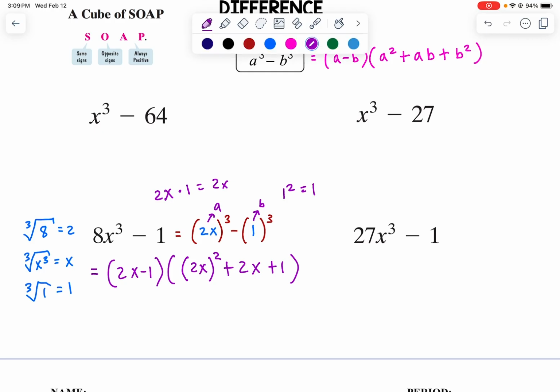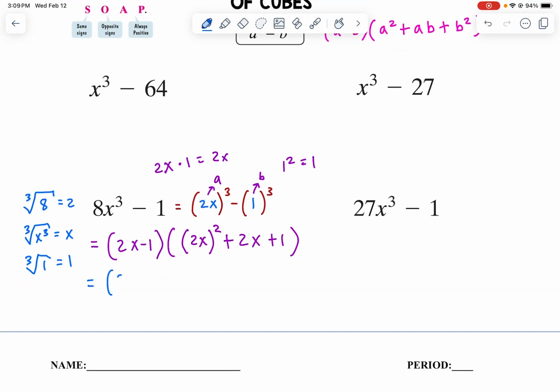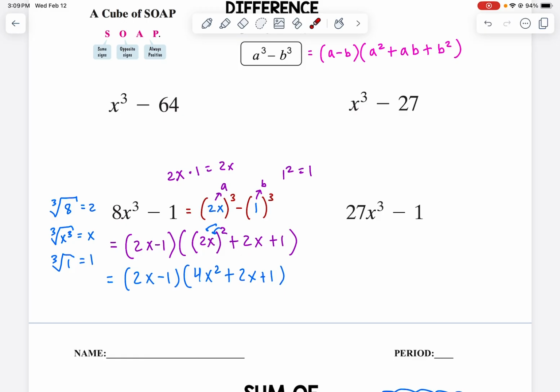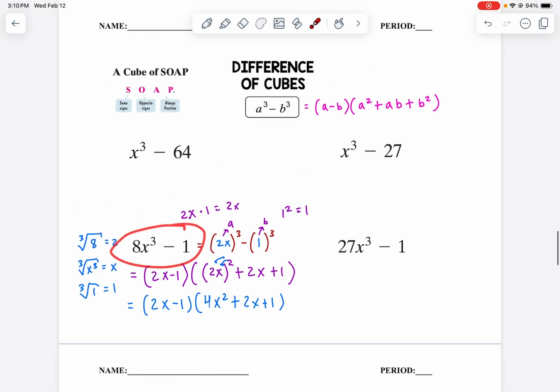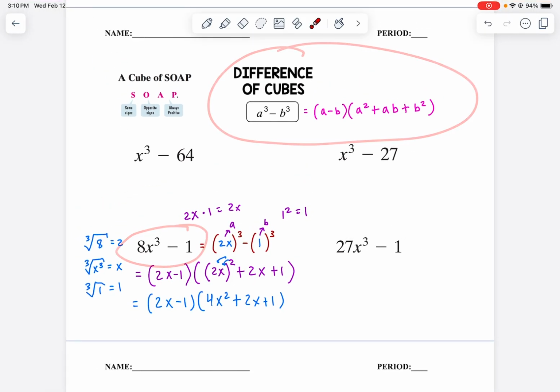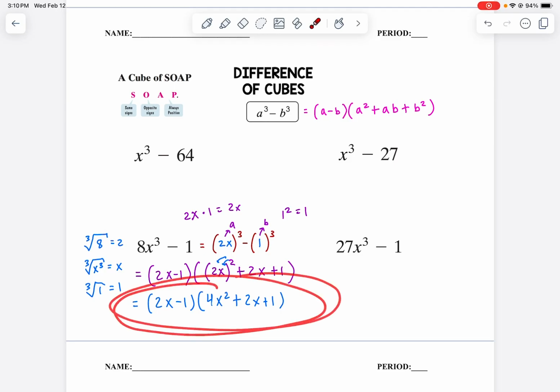All right. And last step here, we have to be able to simplify this piece right there. So your final answer would be parentheses 2x minus 1 times, once again, we distribute the exponents. You get 2 squared, which is 4. We get x squared. Everything else stays exactly the same. All right, so this is how we factor 8x cubed minus 1 using the difference of cubes formula. This would be your final answer.